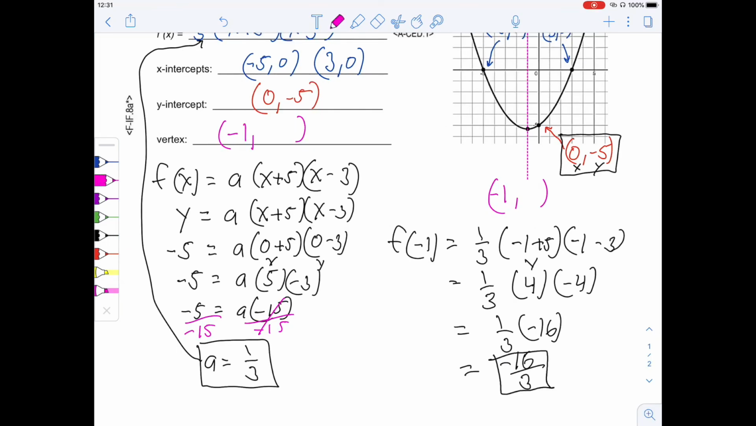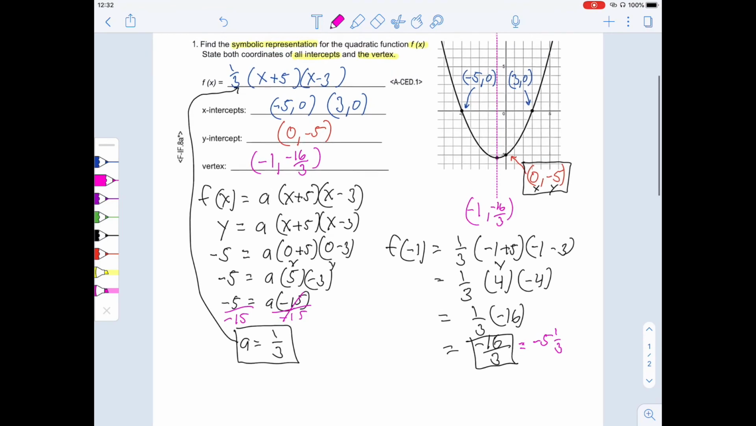So our y value of our vertex is going to be -16/3. And you can check yourself. -16/3 is the same as -5 and 1/3, which is about right, like -5 and 1/3. So it matches our graph. Okay, so that's how we do it.